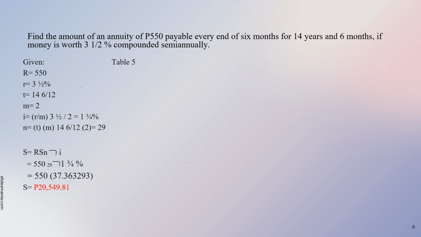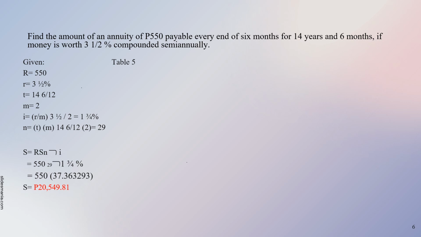For our rate, it would be 3.5%. For our term, we have 14 years and 6 months, so that's going to be 14 and 6 over 12. For our M, the compounding period, we have 2 because it is stated that it is compounded semi-annually. Semi-annually basically means 2, right? And for our interest, as I've mentioned earlier, we have to divide the R and M.